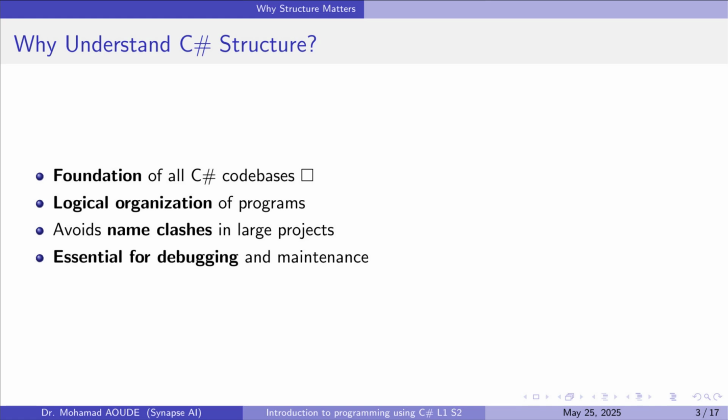Why focus on structure? A clear organization keeps your code maintainable as your project grows. It prevents naming conflicts, makes debugging simpler, and helps teammates, or your future self, understand your intent. Laying a solid foundation now will save you time and frustration later.